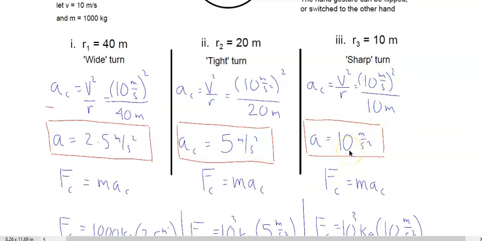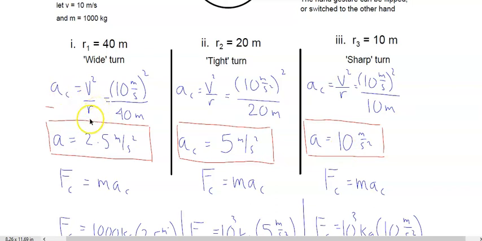So you can see a general trend here. And the trend is this. As I halve the radius, I double the acceleration. Halve the radius again, double the acceleration again. This is a very important relationship because you can see that acceleration and radius are inversely proportional.